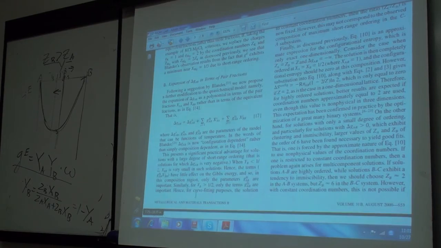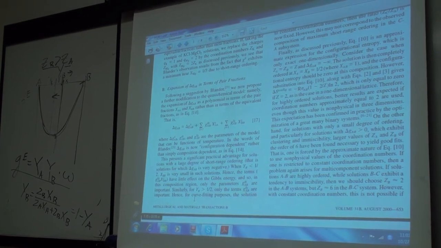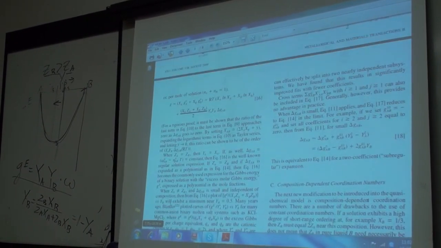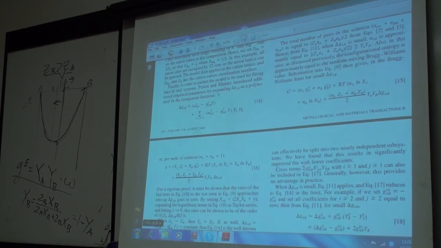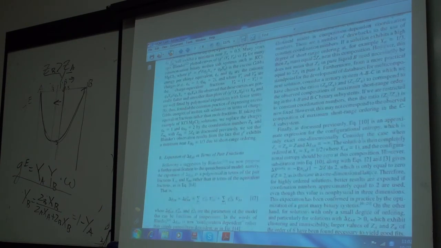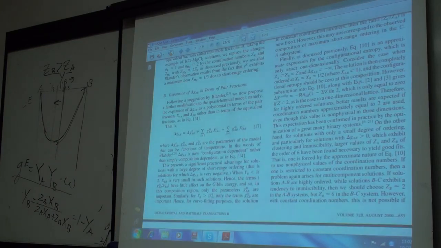Okay, following a suggestion by Blander, we propose a further modification to the quasi-chemical model. Namely, the delta G parameter is expressed as a polynomial in the pair fractions rather than in terms of the equivalent fractions. Here we expanded delta G AB in terms of the equivalent fractions, which become the mole fractions if ZA is equal to ZB. Now we expand in terms of the pair fractions.